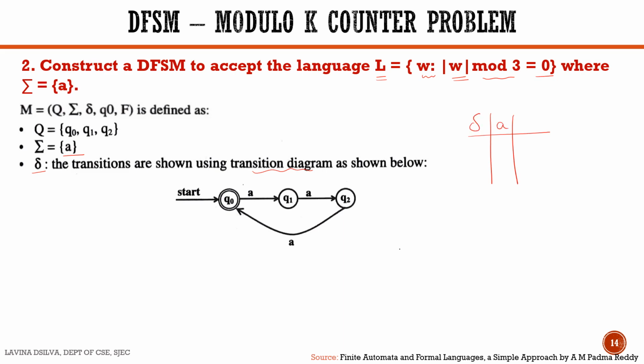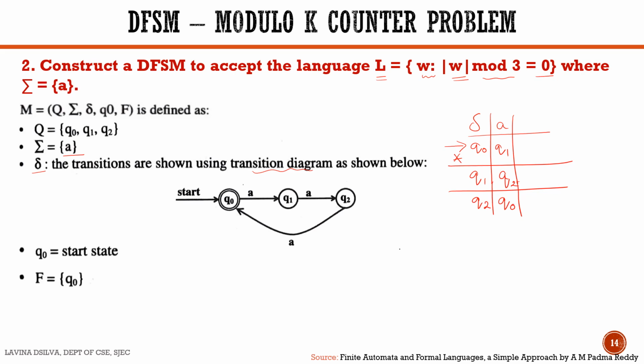only one input, and we have three states where Q0 is our start state as well as the final state. On Q0, when we give an A, it goes to Q1 state. On Q1, if we give an A, the DFSM moves to Q2 state, and on Q2, if it sees an A, it goes to Q0 state. And Q0 is the start state. F, which is the final state, is represented again by Q0.